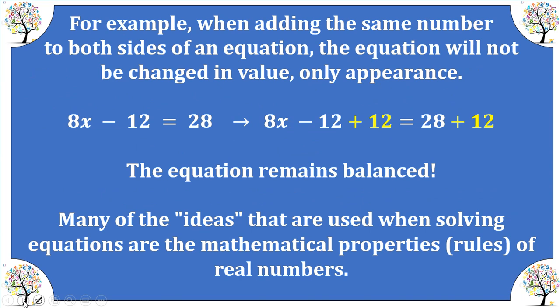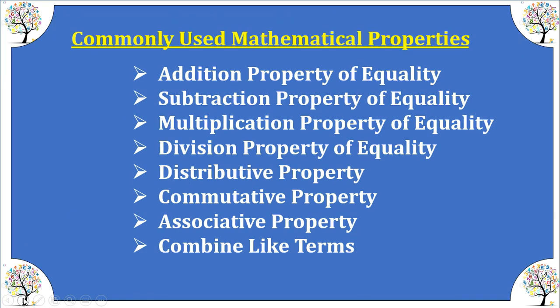For example, we have this equation 8x minus 12 equals 28 right here. If we were to solve this, we would know that we would have to add 12 to the left and then also to the right to keep it balanced. So many of the ideas that we're going to use when solving equations are the mathematical properties or rules of the real number system. Here is a list of the most commonly used mathematical properties.